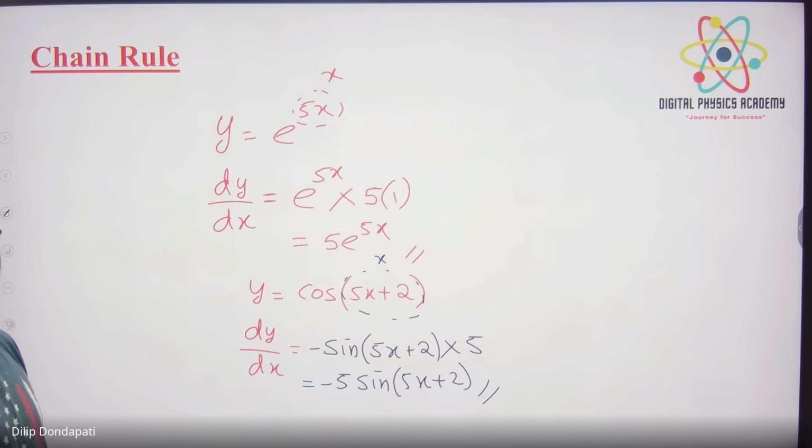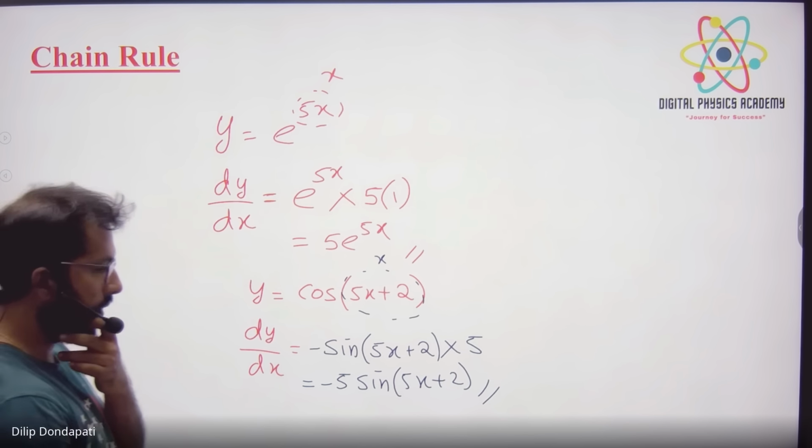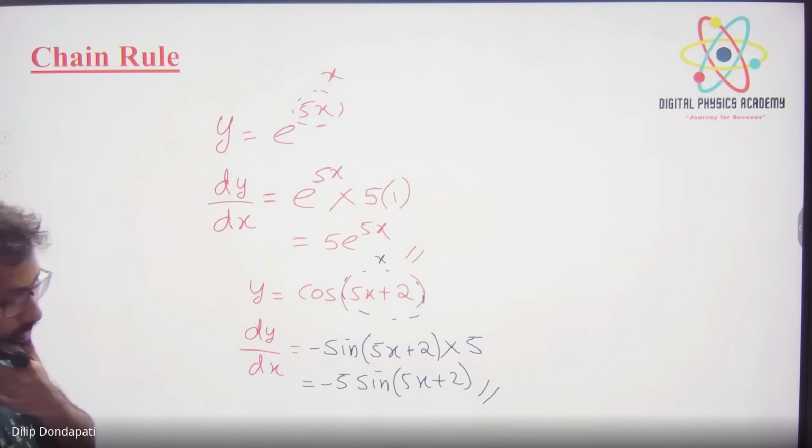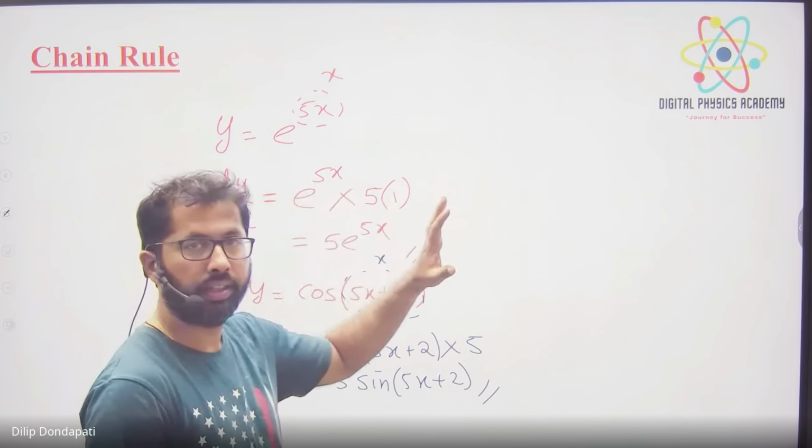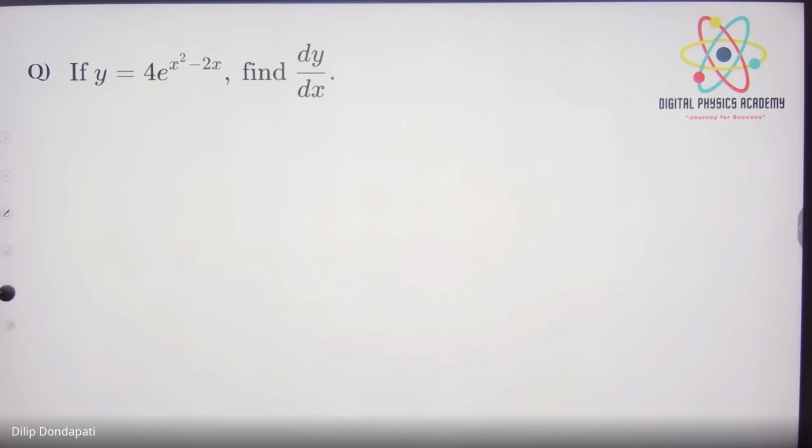Copy it? Okay, chalo. Now you do. Understood, right? Chain rule understood, right? Okay. Yes, sir. Do this: y is equal to 4 e power x square minus 2x. Find dy by dx.